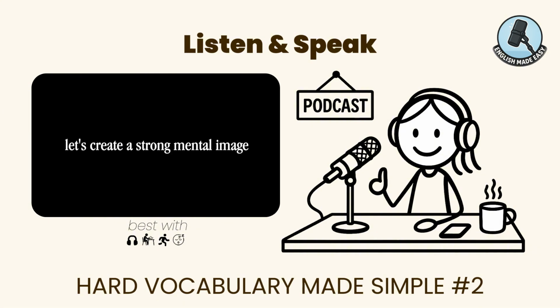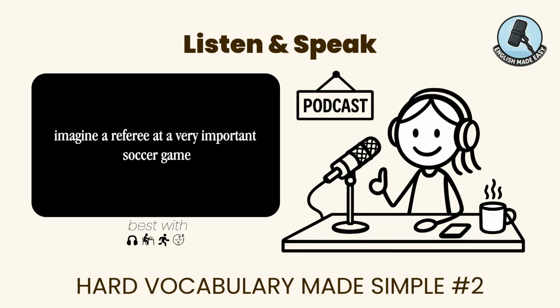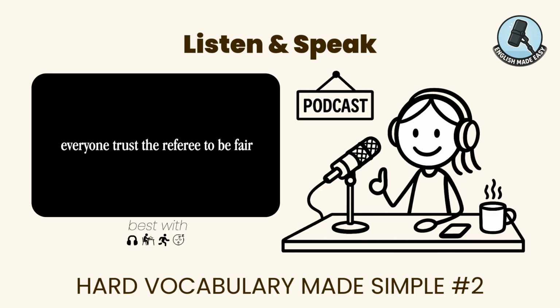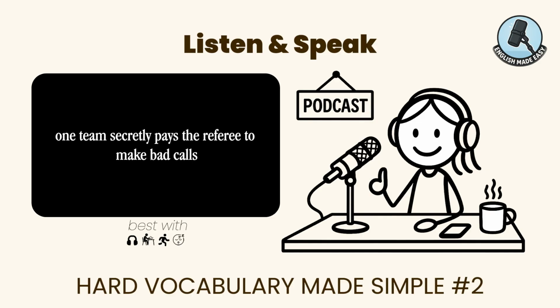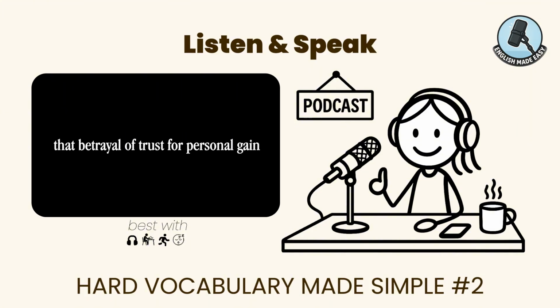Let's create a strong mental image. Imagine a referee at a very important soccer game. Everyone trusts the referee to be fair, but before the game, one team secretly pays the referee to make bad calls against the other team. The referee agrees and helps them win unfairly. That betrayal of trust for personal gain is the very heart of corruption. It makes people feel angry and that the system is broken.